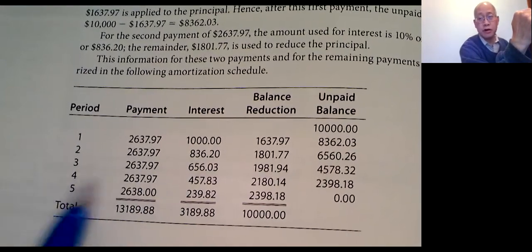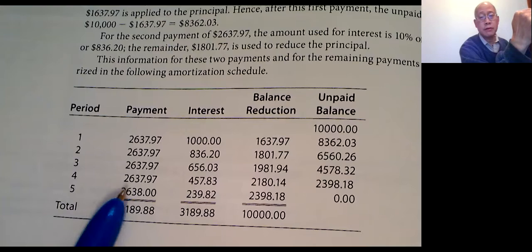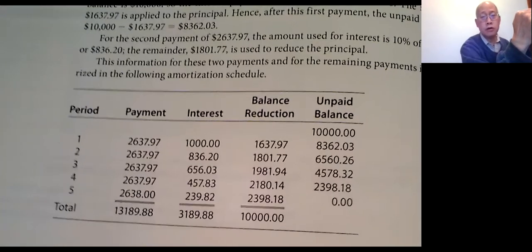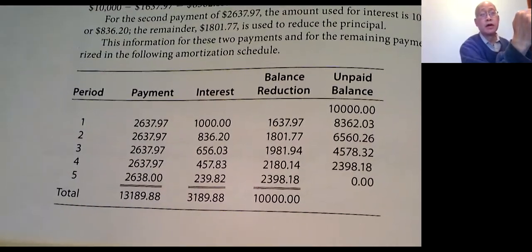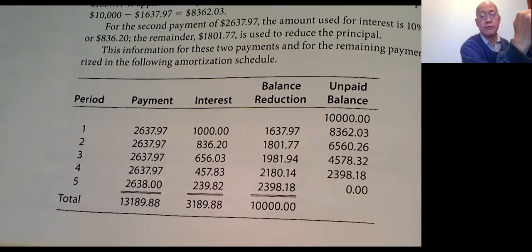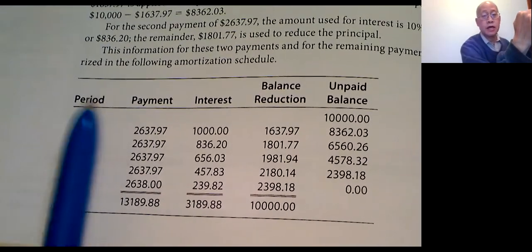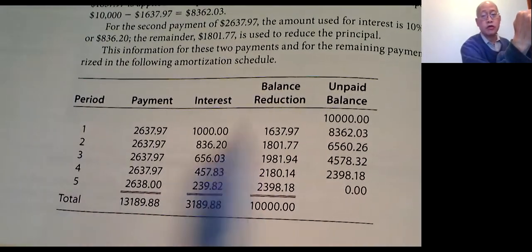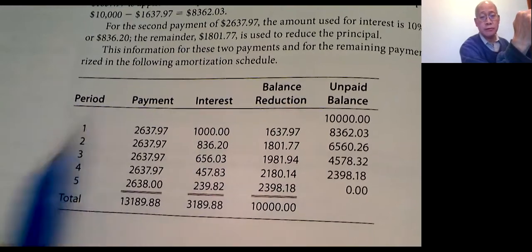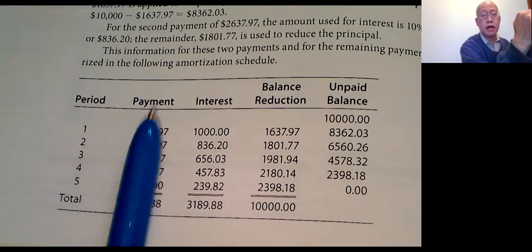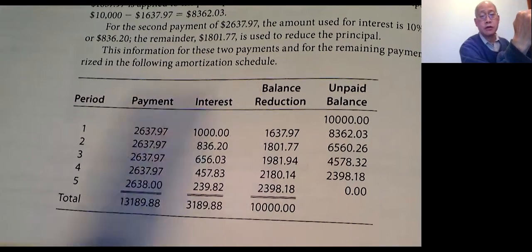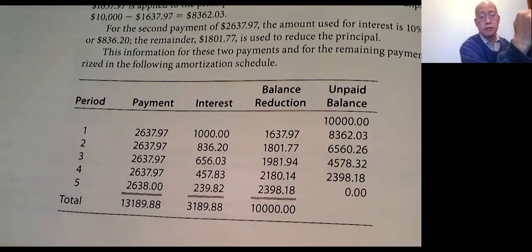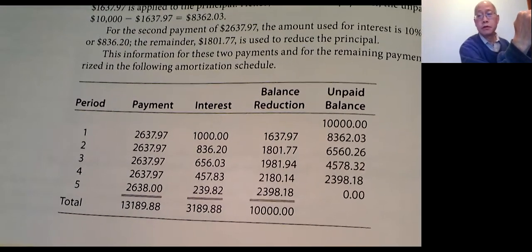Then, of course, you probably want to do it on a spreadsheet on a computer. But that's basically what happens. Car loans, well, I've seen car loans that are, what, 3 years, 4 years. 4 times 12 would be 48 if it's monthly. Here it's all paid off in 5. So I might make you make one of these things. Period, payment, interest, balance reduction, unpaid balance. Okay, so copy this, put it on your formula sheet.